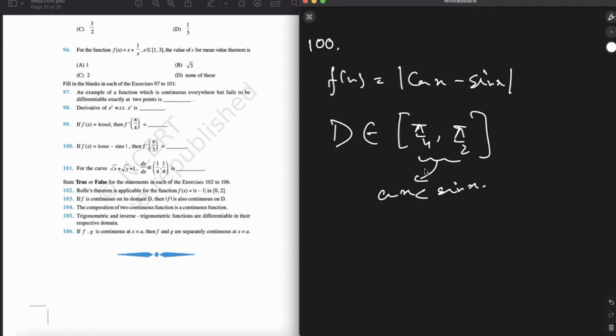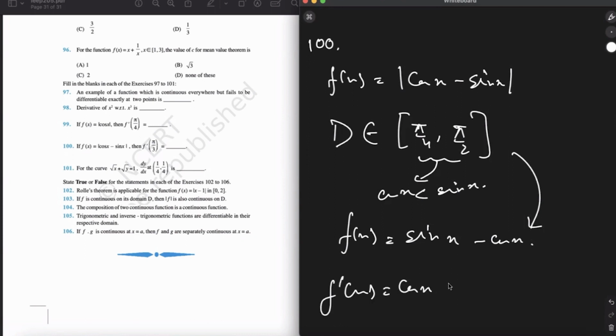Or rather, this is the region where sin x is greater. So if sin x is greater, that means the mod opens up to a negative value, right? So I'll just open the mod. It will be sin x minus cos x for this domain, and then I'll differentiate it. It will be cos x plus sin x. Putting the value of pi by 3, this will be under root 3 by 2, and this will be 1 by 2. So under root 3 plus 1 by 2. Okay.